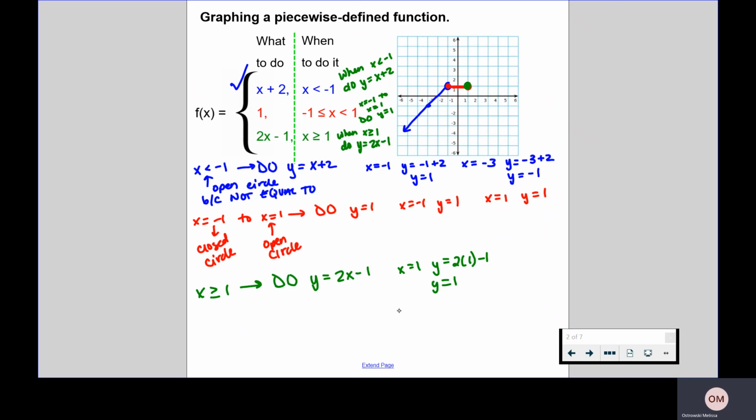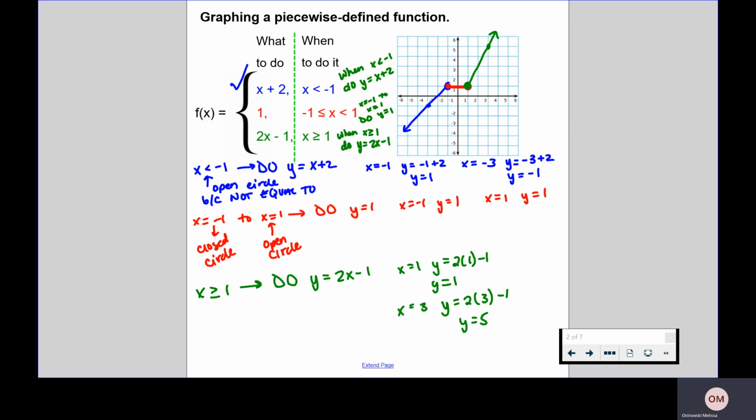And again, I've got to choose a number bigger than 1 because it's greater than 1. So let's go ahead and just choose 3, be uniform. 2 times 3 minus 1, y is 5. So we've got 3, 5. 1, 2, 3, 4, 5. And I'm going to connect that. And that is what my piecewise would look like. So that's how you get different segments of your graph behaving differently because it's a piecewise function.